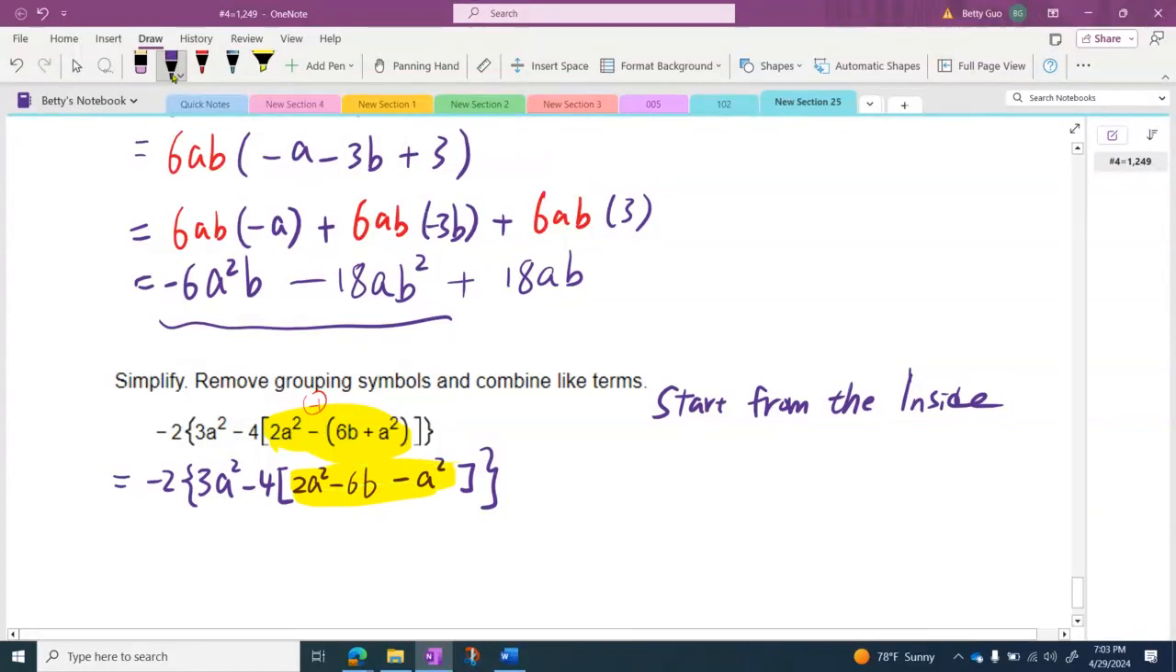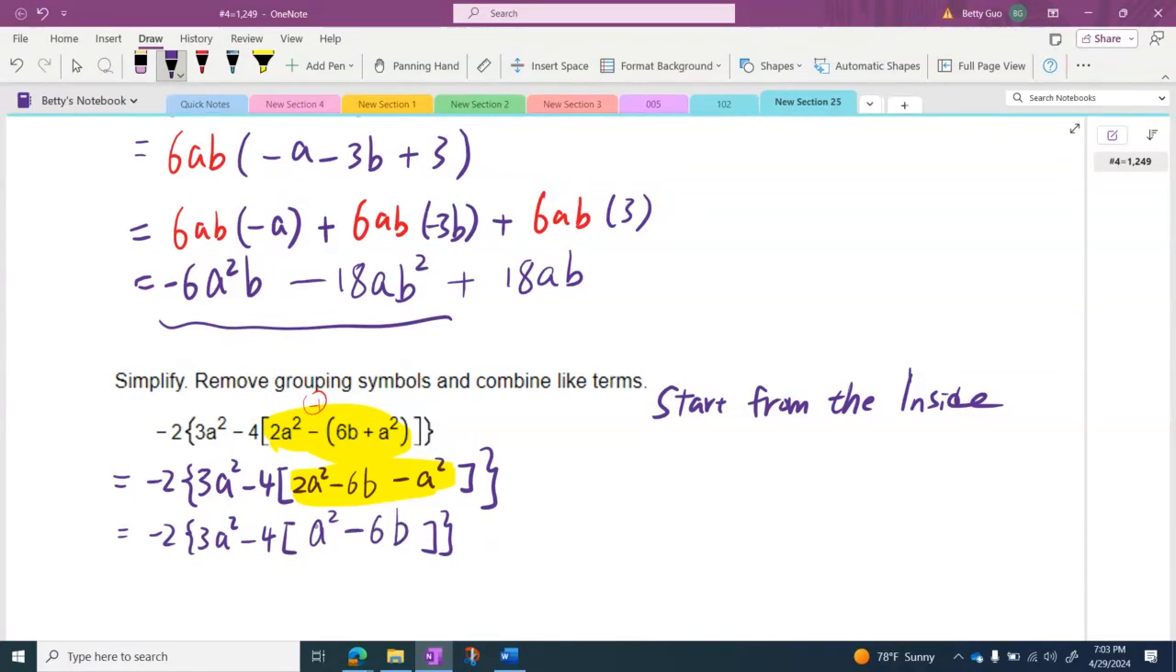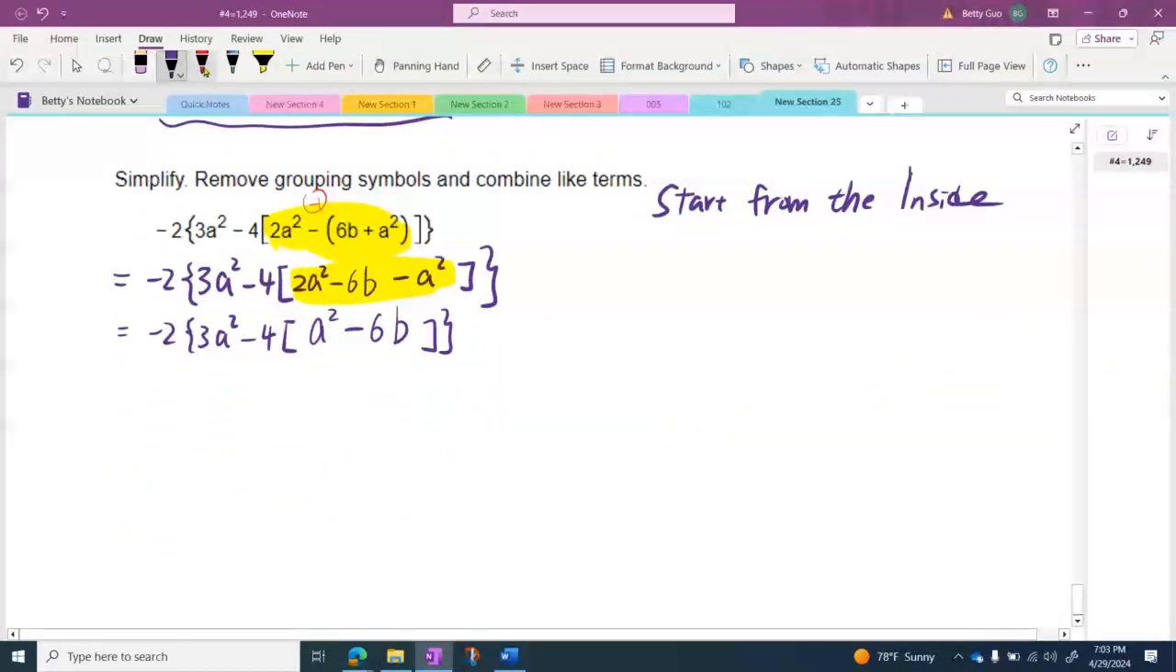Let's continue simplifying the yellow part, and everything else, just copy them. Do not lose anything. Be careful. The yellow part right now has 3 terms. They are like terms. 2a squared minus a squared, so that we have 1a squared. A squared minus 6b, and that's it. Okay. And then now we are going to deal with the bracket. And what's the coefficient of the bracket? It's -4. So we are going to multiply everything in the bracket by -4.